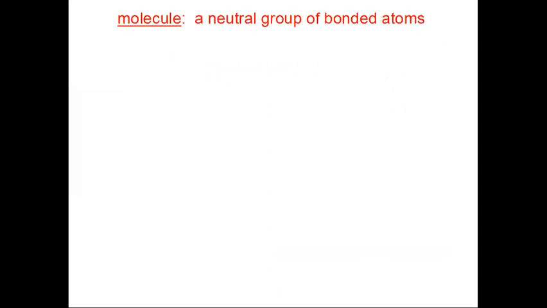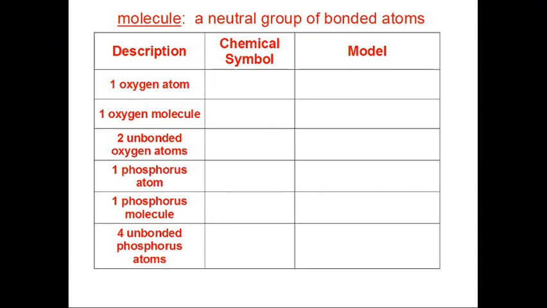Now, once we start bonding atoms, you end up with a molecule. So let's look at some examples here. If you have one oxygen atom, its chemical symbol is going to be O, and a model might just be a circle. One oxygen molecule, O2, the model would be two circles pushed together. Now, if you had two unbonded oxygen atoms, you couldn't say O2 anymore because that shows that they're bonded. So two unbonded oxygen atoms are going to be 2O. And if we were to draw a model, two circles not touching.